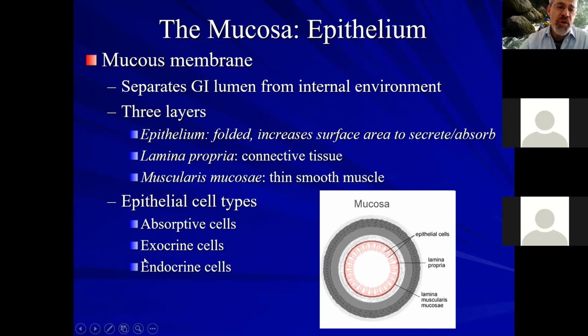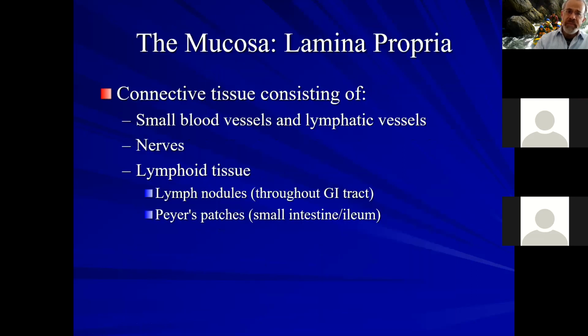And then we have endocrine cells. These are hormone-producing cells that secrete hormones into the blood, which eventually will have effects locally. And we'll talk a little bit later about what are the different hormones that are involved. All right, so this is the mucous membrane.